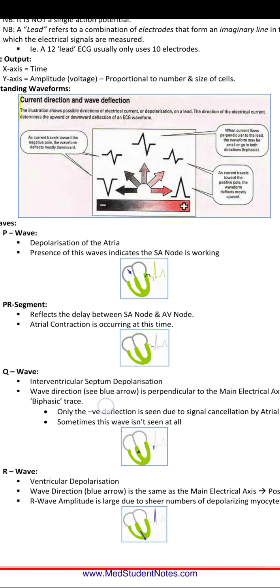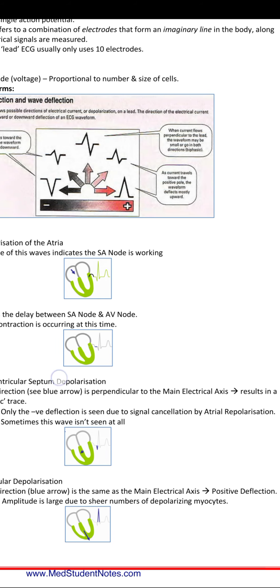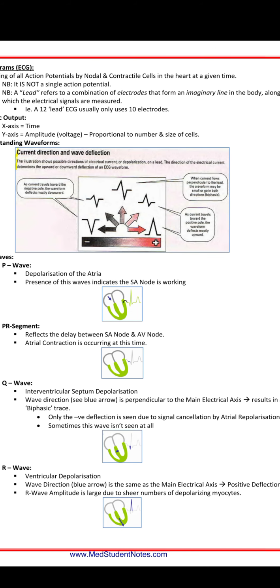After that, the R wave is due to ventricular depolarization. In this R wave, the ventricles are depolarized, and the main electrical axis is parallel to the wave direction, in the same direction. So positive deflection is seen. The R wave amplitude is largely due to the sheer number of depolarizing myocytes.